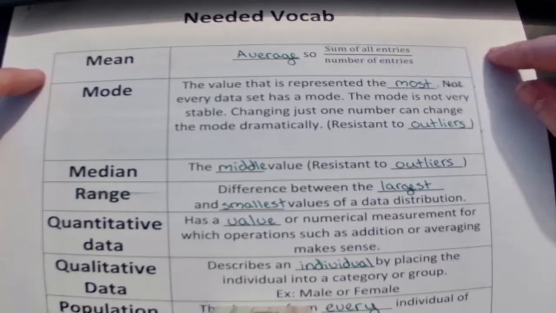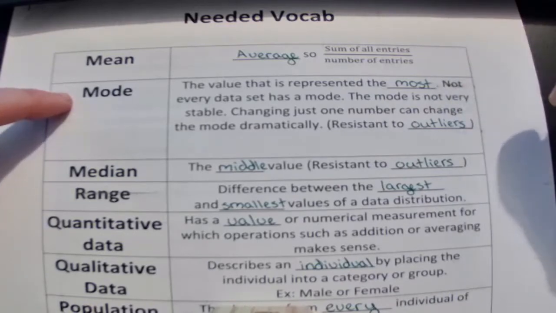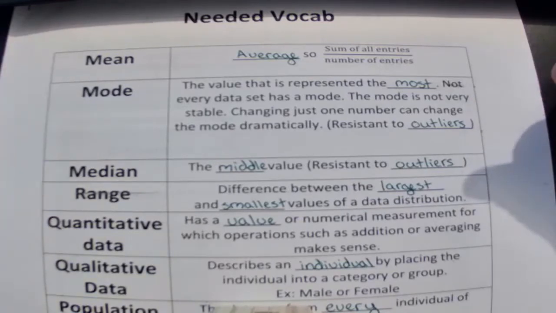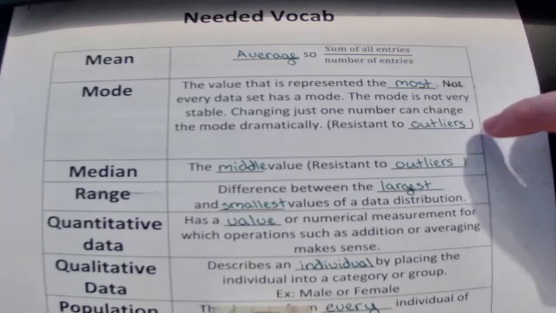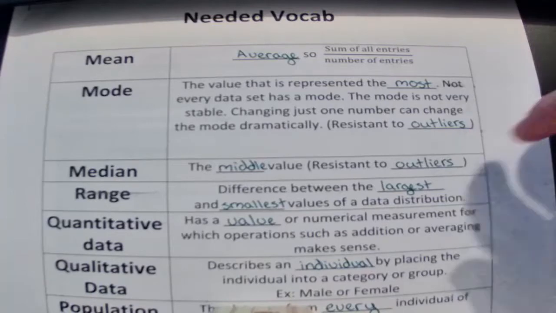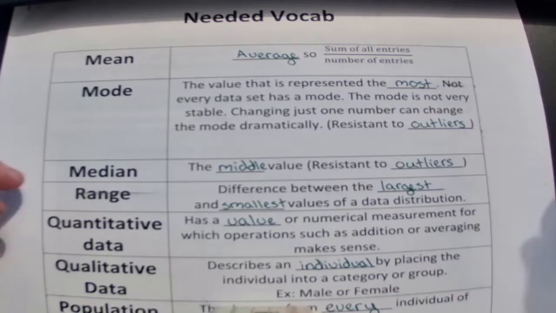So mean is our average, so the sum of all entries over the number of entries. The mode is the value that's represented the most. Not every data set is going to have a mode, and changing just one number can change the mode dramatically. So this is something that is resistant to outliers. That's something that you'll want to know. A median, it's the middle value, and that is also resistant to outliers. So this is something that's going to be used probably the most for us in the beginning.